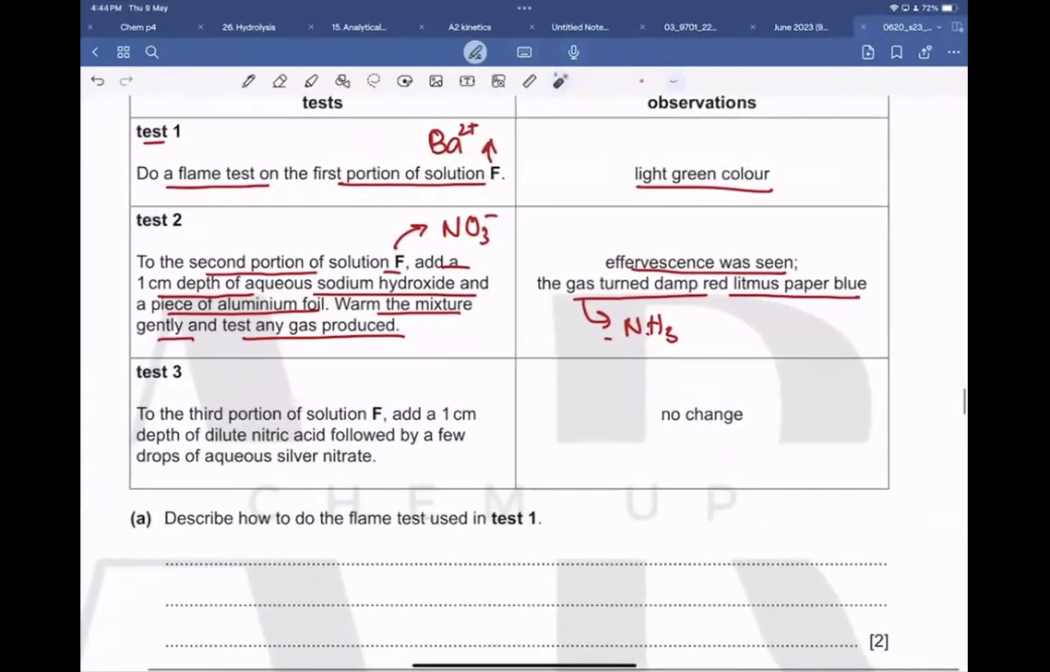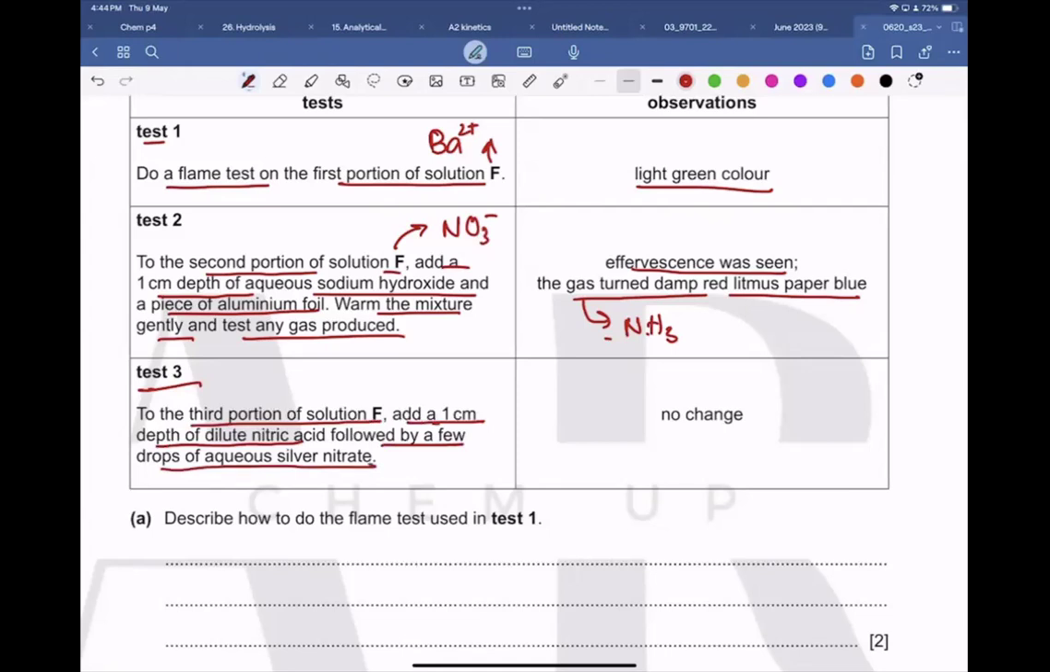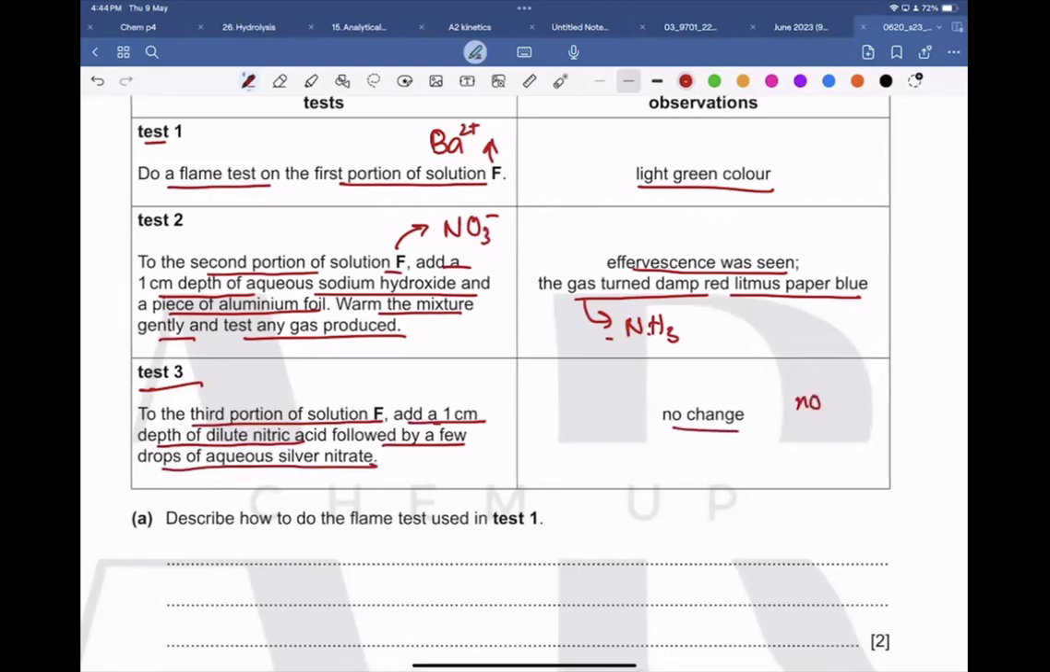Okay, now test 3. To the third portion of solution F, add a 1 cm depth of dilute nitric acid followed by a few drops of silver nitrate. No change. So it means no halide ion: no chloride ion, no bromide ion, no iodide ion. Is this understandable?